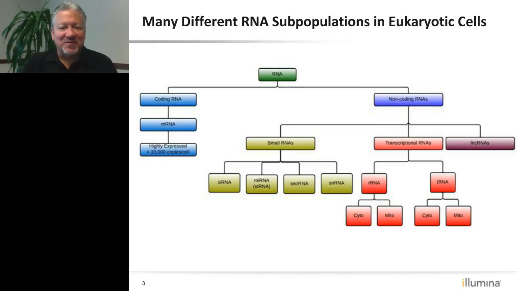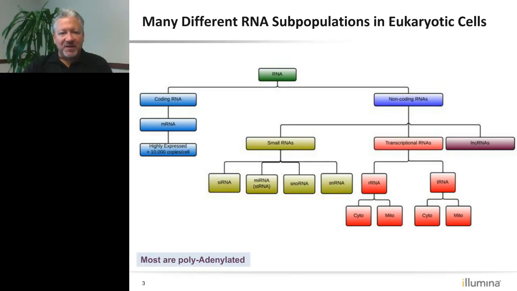The other interesting thing about RNA is that there are many types of subpopulations of RNA in eukaryotic cells, from coding RNAs, messenger RNA, and even those have very highly expressed versions, over to non-coding RNAs, which have been just a boom in the last 10 years, the study of non-coding RNAs, from small RNAs, microRNAs, siRNAs, to other transcriptional RNAs that are involved in the transcriptional process, and then, of course, link RNAs.